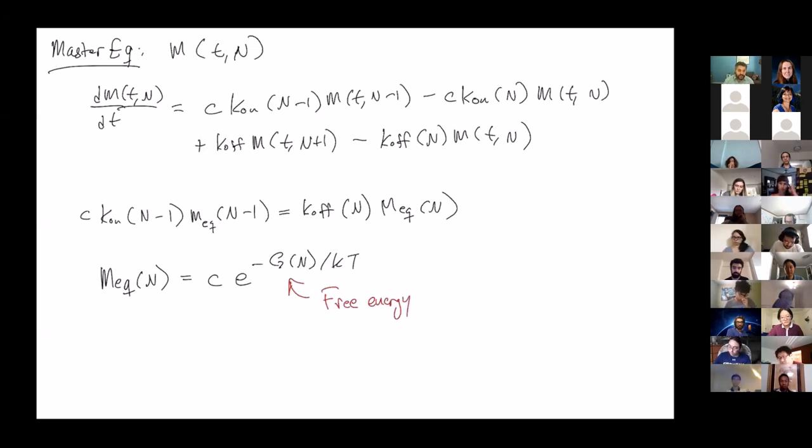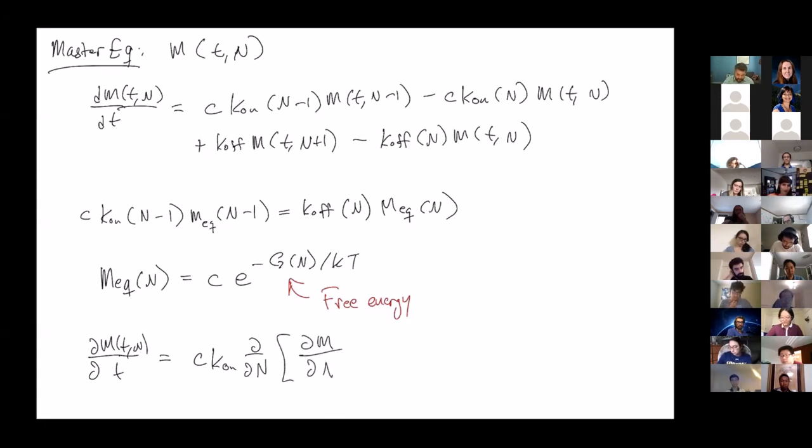Okay, when I do this in the limit that n is continuous, my master equation becomes a diffusion equation in the potential described by the free energy G. So if you go through some math, which I won't go through here, you will discover that dm/dt is going to be C times the on rate times the nth derivative, and then inside I'm going to have partial m partial n plus 1 over kT times partial G partial n, which gives me a forcing in n times m.